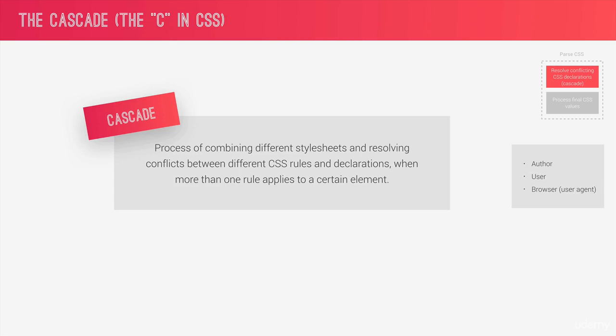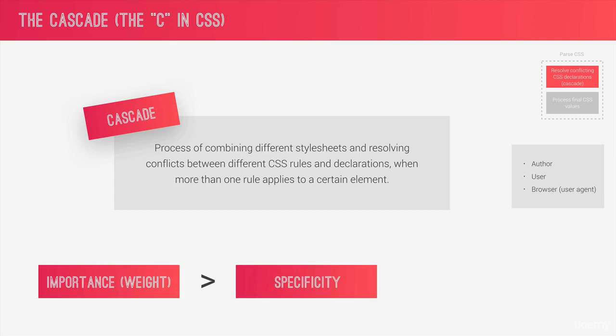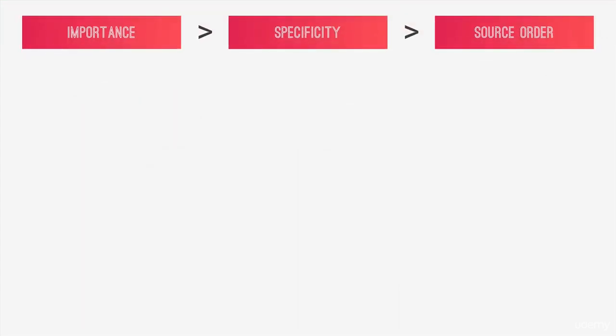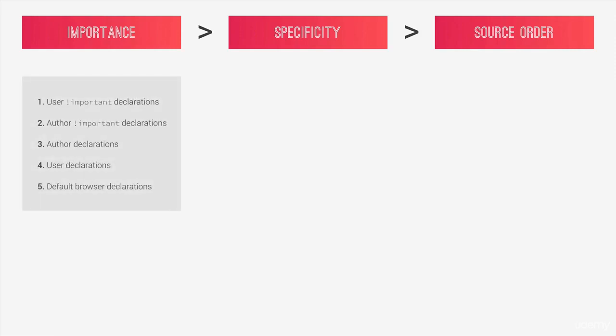But how does the cascade actually resolve conflicts when more than one rule applies? Well, what it does is look at the importance, the selector specificity, and the source order of conflicting declarations, in order to determine which one takes precedence. And here's how that works. First off, the cascade starts by giving the conflicting declarations different importances, based on where they are declared, so based on their source. The most important declarations are user declarations marked with the important keyword.